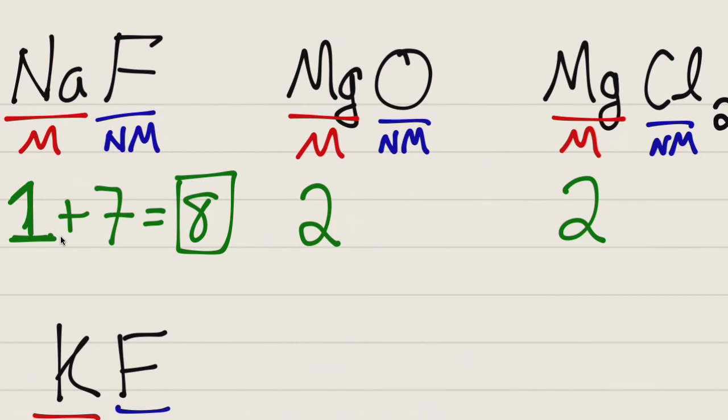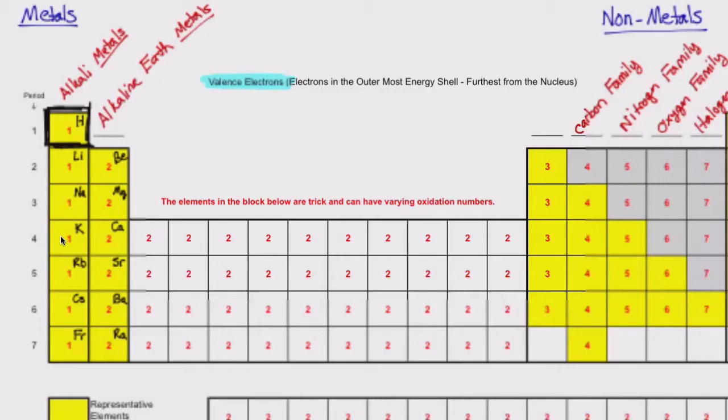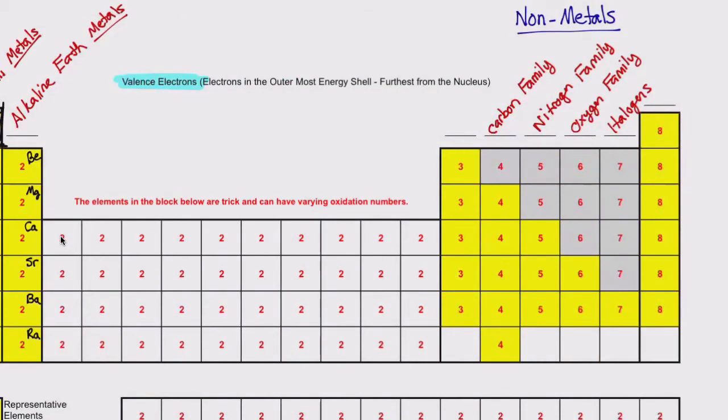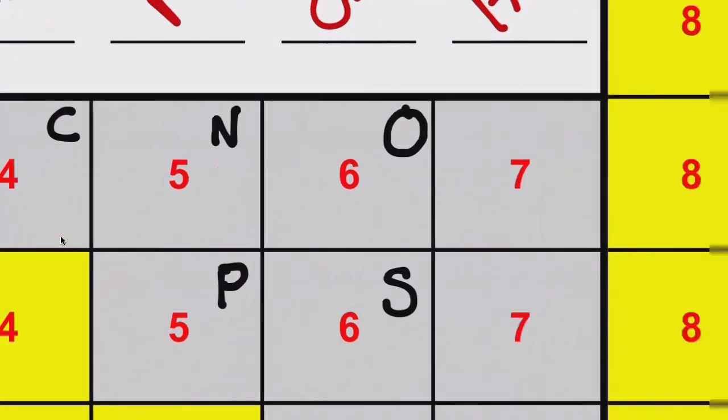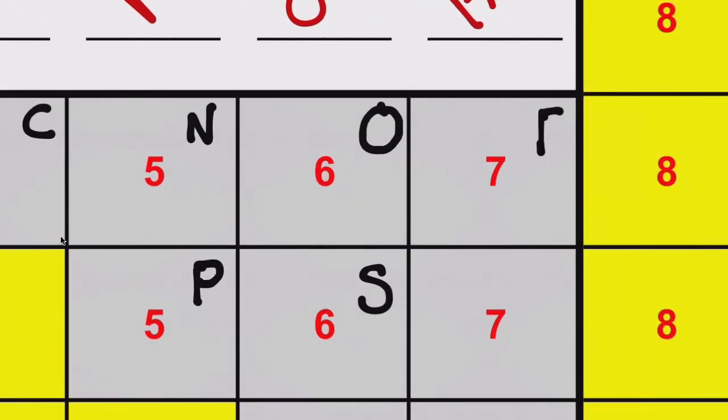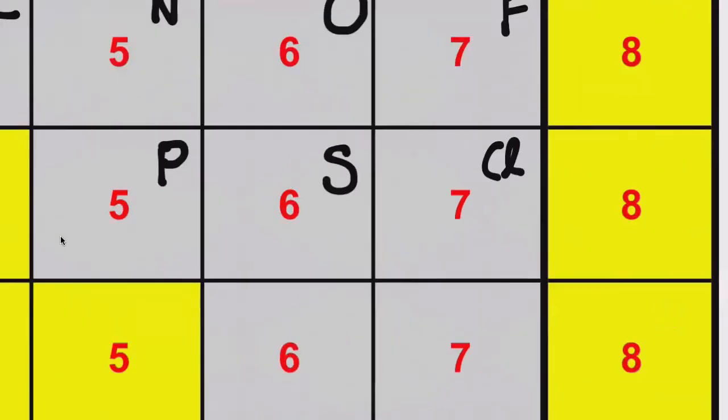What does O have? 6. If you look on the other side of the periodic table, you'll see that it has 6. So together they have 8. Notice they all are equaling 8. Look here. O would be right here, oxygen. It has 6. This would be sulfur, nitrogen, phosphorus, carbon, a lot of it.